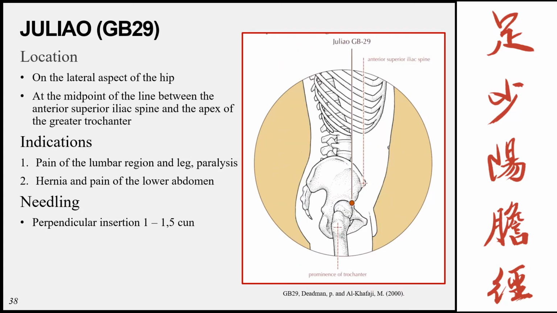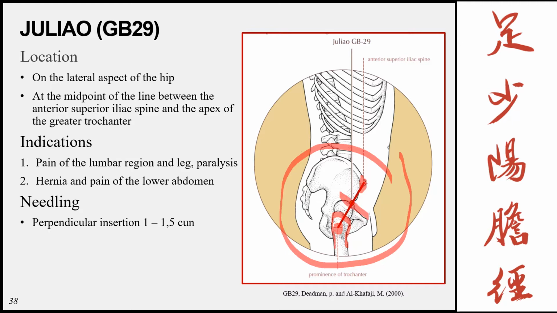The next point is JULIAO, GB29. This point is located on the lateral aspect of the hip. So that's this region, and it's at the midpoint of the line between the anterior superior iliac spine over here and the apex of the greater trochanter. So this is your greater trochanter, and you're going to feel the high point over here. And then we're going to find the midpoint between these 2 points. So if we draw a line like this, it's here on the midpoint of this line.